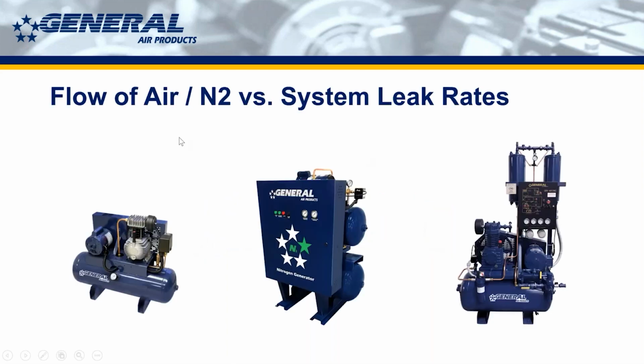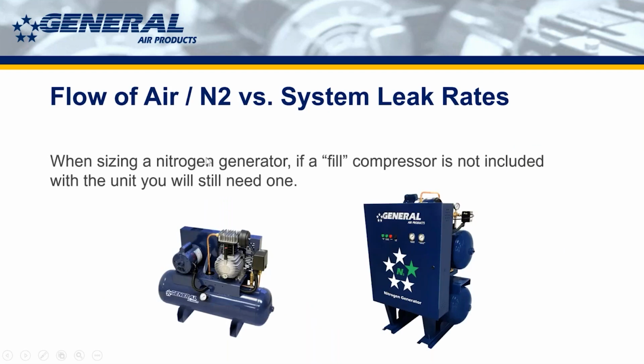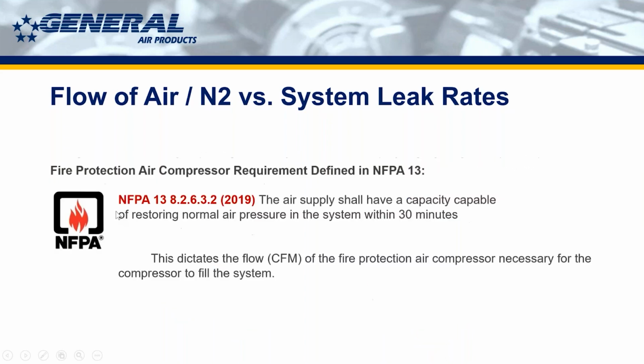So let's get into the flow of air or nitrogen versus system leak rates. When sizing a nitrogen generator, if a fill compressor is not included with the unit, you will still need one. Again, I was explaining that you don't fill the system with 98% nitrogen. You fill the system with an air compressor, and then you run the air compressor through the nitrogen membrane to make 98% nitrogen. And because the flow is so reduced, you would need a generator the size of a house to fill, or a membrane the size of a house to fill, a small dry system in 30 minutes. So that's why you fill it with air first and then bring in the nitrogen.